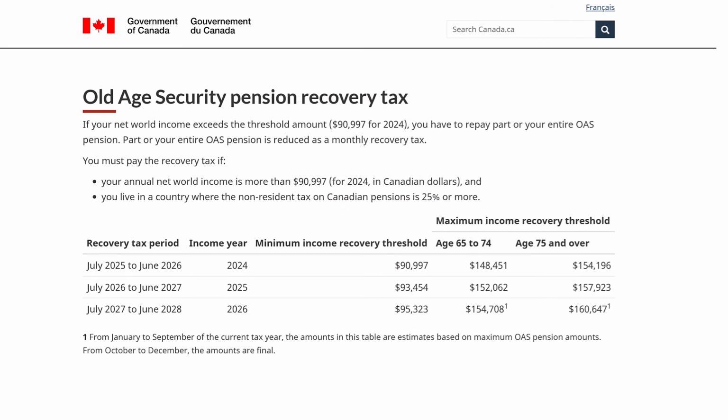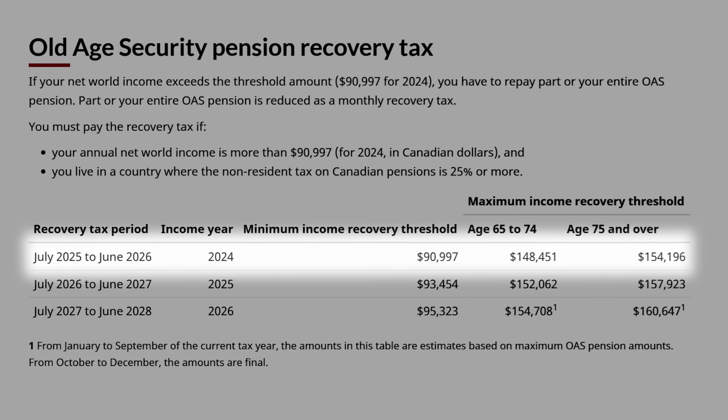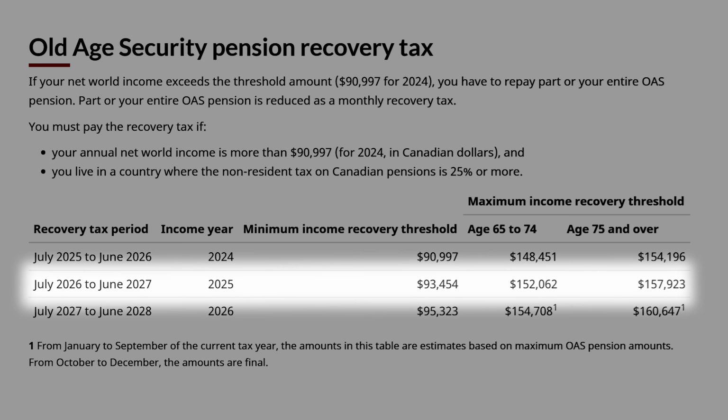So, here are the updated thresholds in order. For the July 2025 to June 2026 payment period, based on your 2024 income, the clawback begins once your net income exceeds $90,997, and OAS will fully be clawed back once your income exceeds $148,451 from age 65 to 74, or $154,196 over age 75.